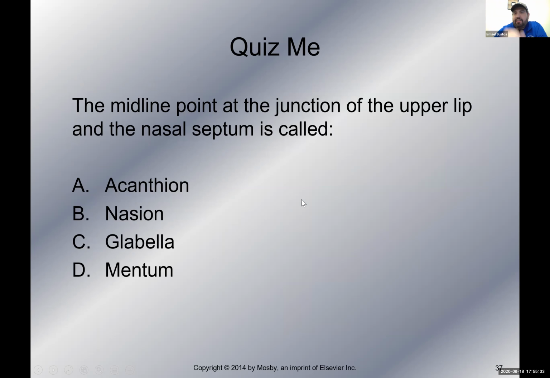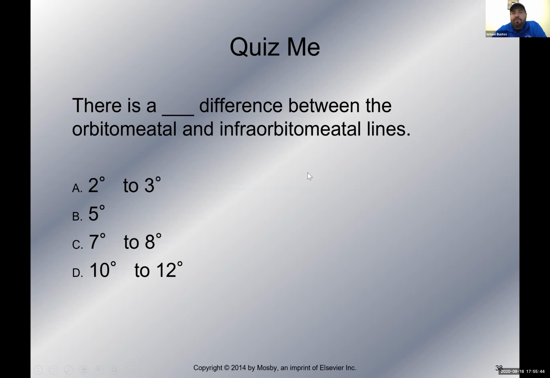All right, point me out. Where is the nasion? Just said here. Glabella, between the eyebrows. Mentum, chin. Good. There is a blank difference between the orbital meatal and infraorbital meatal lines. 3, 2, 1, 7 to 8 degrees.